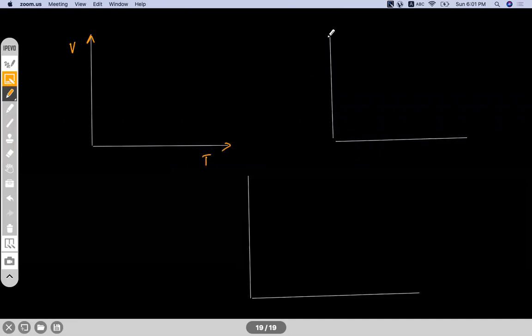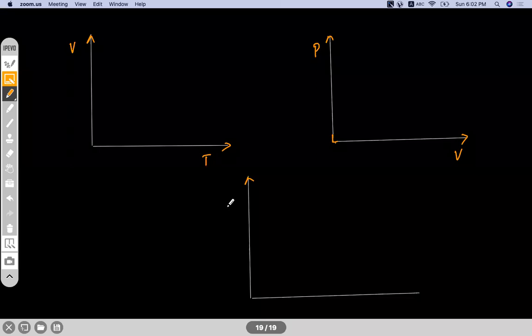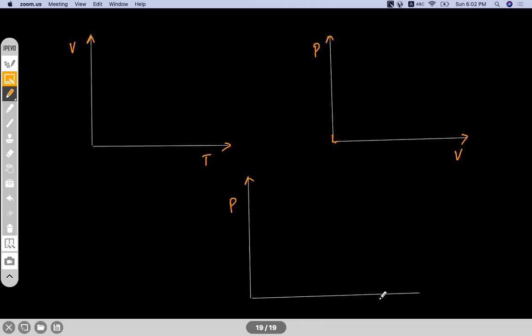Suppose this is a VT graph we have, convert into PV. And then PT. Try this. A to B, B to C, and C to A.